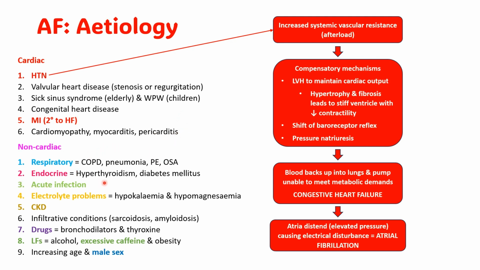We have endocrine causes such as hypothyroidism, diabetes mellitus, acute infection can precipitate AF, electrolyte derangements, hypokalemia, hypomagnesemia. You have to be aware of hyperkalemia as well. Hyperkalemia is a big risk factor for other arrhythmias, such as ventricular tachycardia, which can develop into ventricular fibrillation, which is a very serious problem. CKD, infiltrative conditions such as sarcoidosis, amyloidosis, certain drugs.